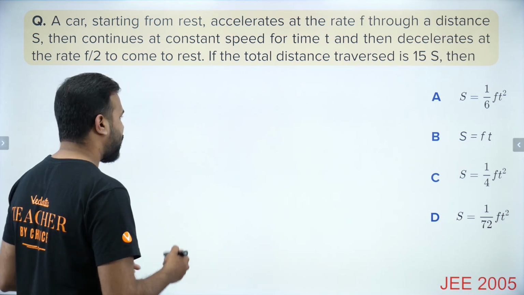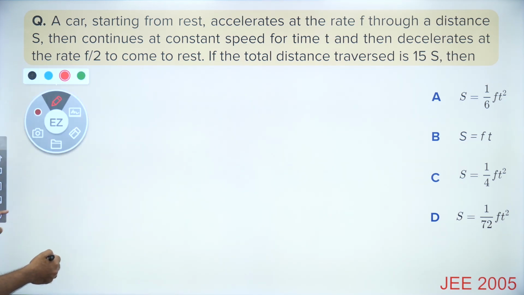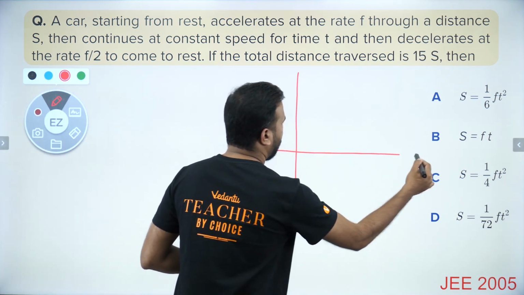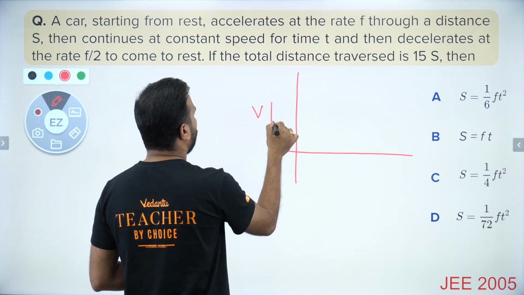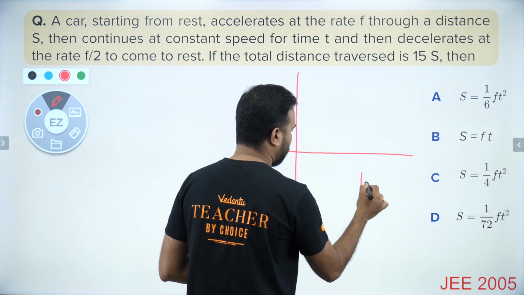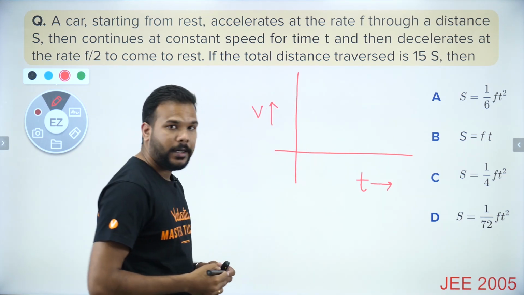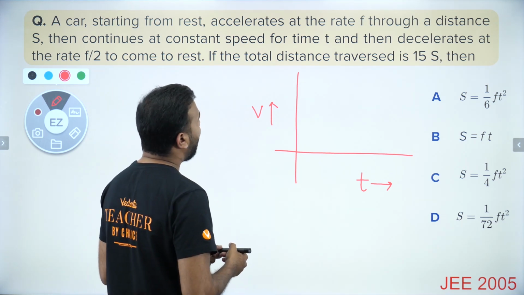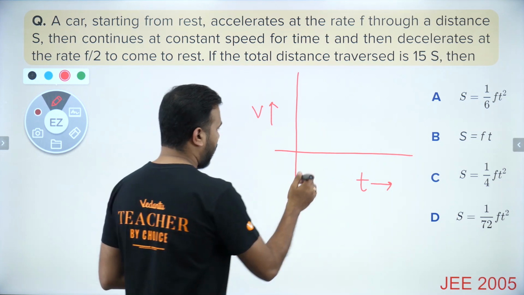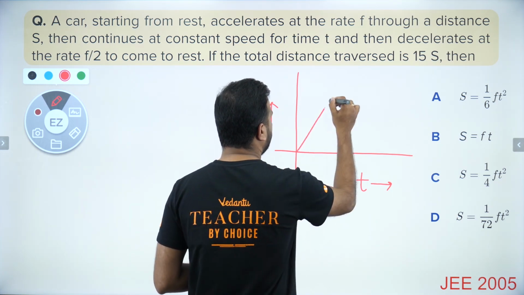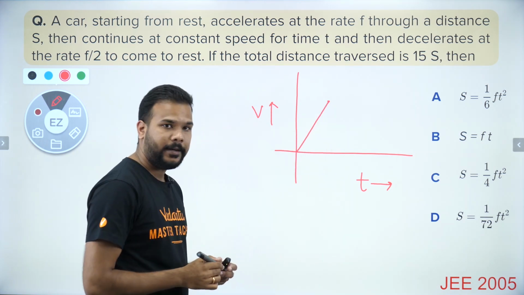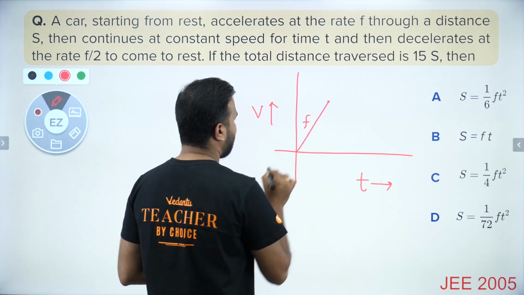Okay guys, first things first, I'm going to draw the graph of the situation, the velocity time graph. So I'm drawing velocity on the y-axis and putting time on the x-axis, which is what we usually do. In the first part, the car is going to accelerate at a rate of f. So let me draw that graph. This is the situation for which the car has accelerated, and that rate is given to us as f.